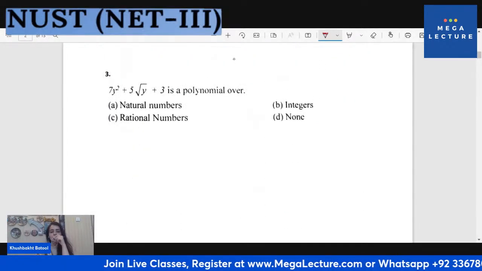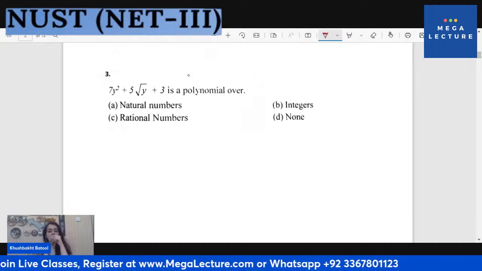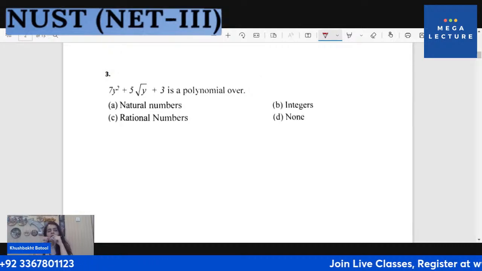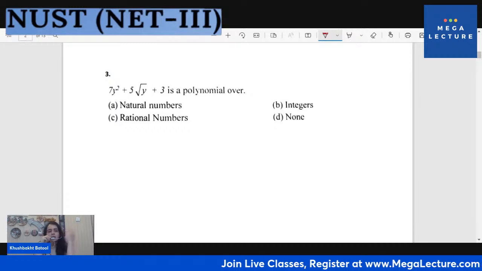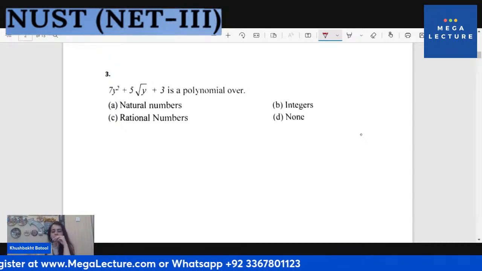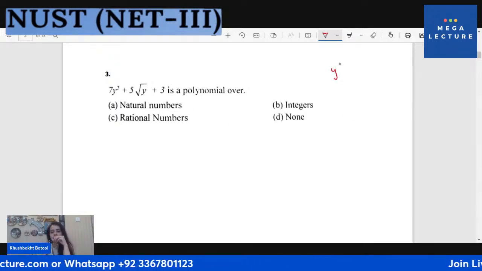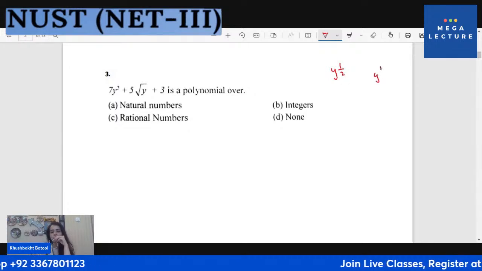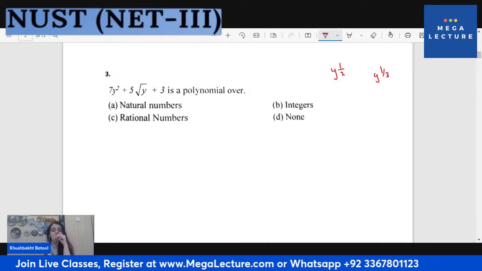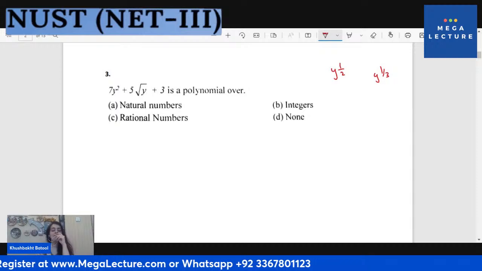Okay. Question number 3 says 7y squared plus 5 under root y plus 3 is a polynomial over. Now, you guys must have seen the binomial expansion formula or different quadratic equations and stuff like that. But I'm pretty sure you would have never seen such a thing, y equals half or y equals 1 by 3. Obviously, I know that we can solve such questions and we do come across such questions, but they are simple equations. You cannot claim that as a polynomial.